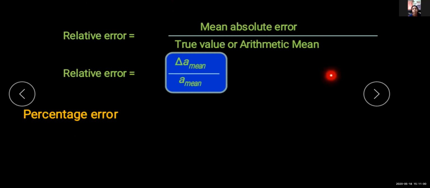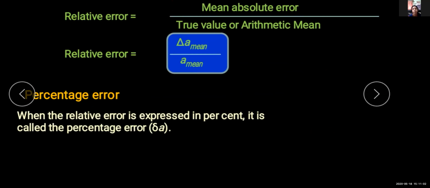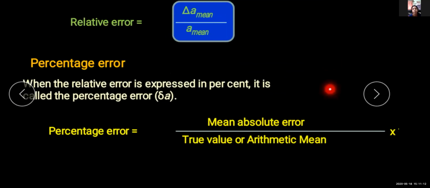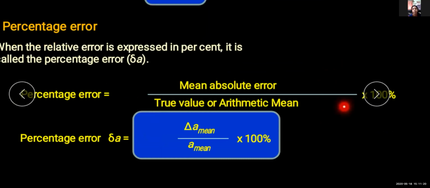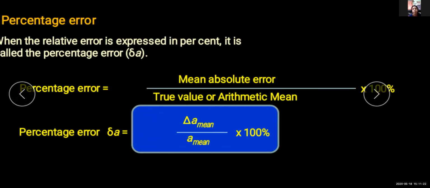Percentage error. Percentage of relative error is called percentage error. When the relative error is expressed in percent, it is called percentage error. Percentage error is given by mean absolute error upon true value or arithmetic mean, multiplied by 100. So percentage error is equal to delta A mean upon A mean into 100. I hope this is clear to you.